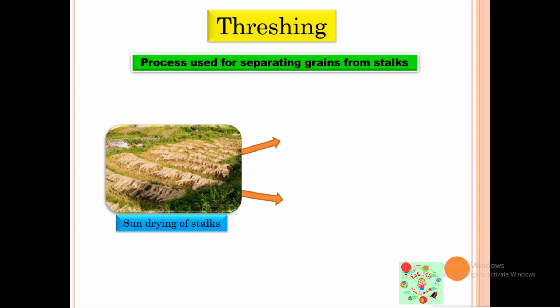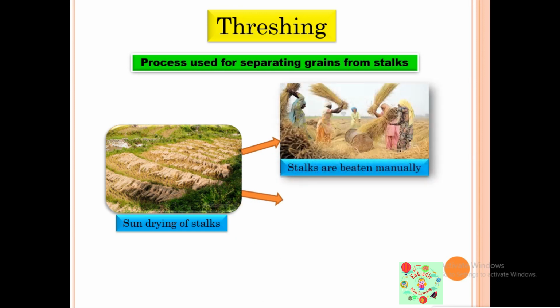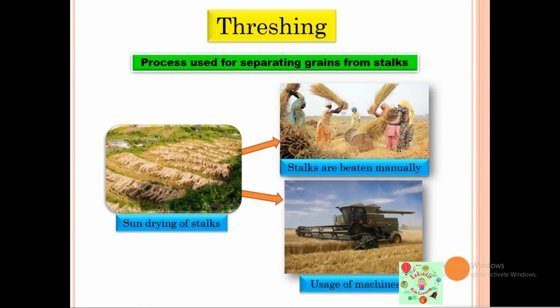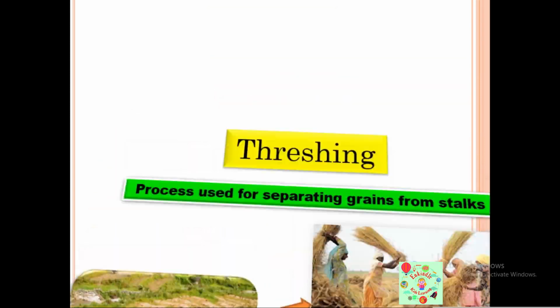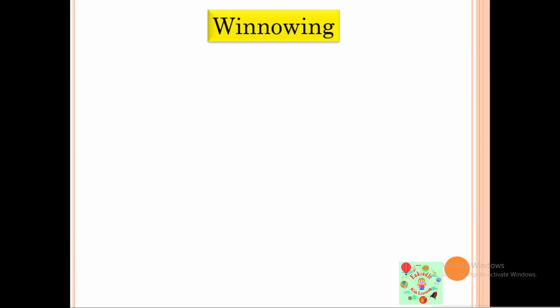If the quantity of the harvest is less, then it is separated by beating the stalks manually. You can see here the farmers are beating the stalks manually to separate the grains. And if your harvest is more, then you will have to use machines. So this is called threshing, the process used for separating grains from stalks. Let's move forward.